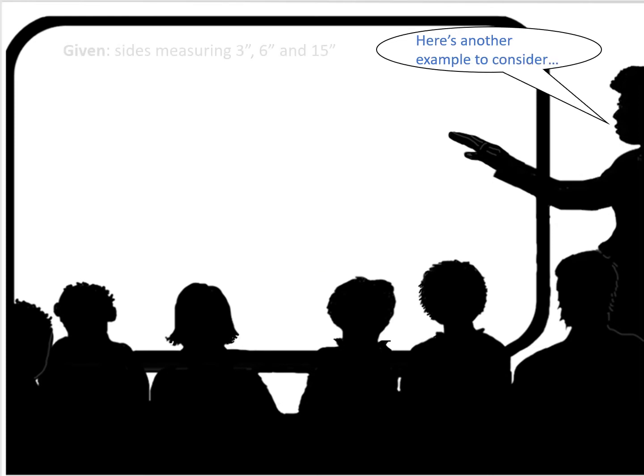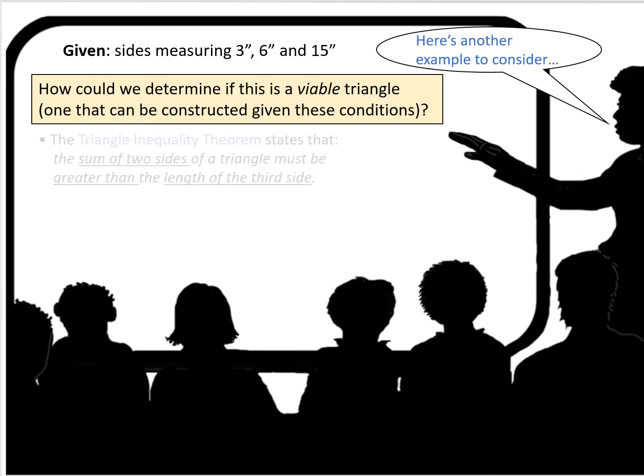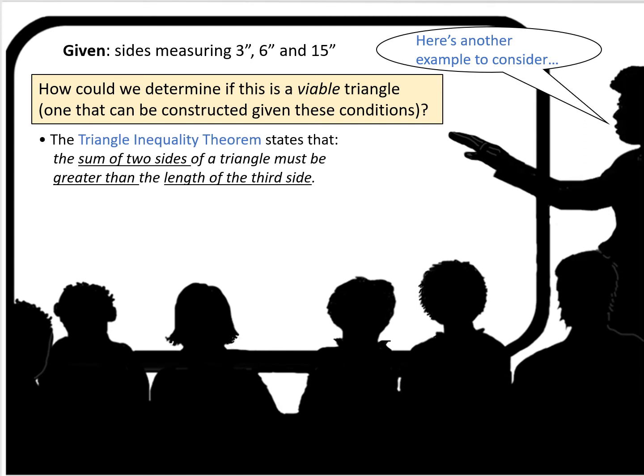Here's another example to consider. You're given sides measuring 3 inches, 6 inches, and 15 inches and asked if you can construct a triangle with those dimensions. How could you determine if it's a viable triangle, one that can be constructed given those conditions? Well, here's a theorem for you. The triangle inequality theorem states that the sum of two sides of a triangle must be greater than the length of the third side. So I look at 3 plus 6, is it greater than 15? No, it's not. 9 is not greater than 15.